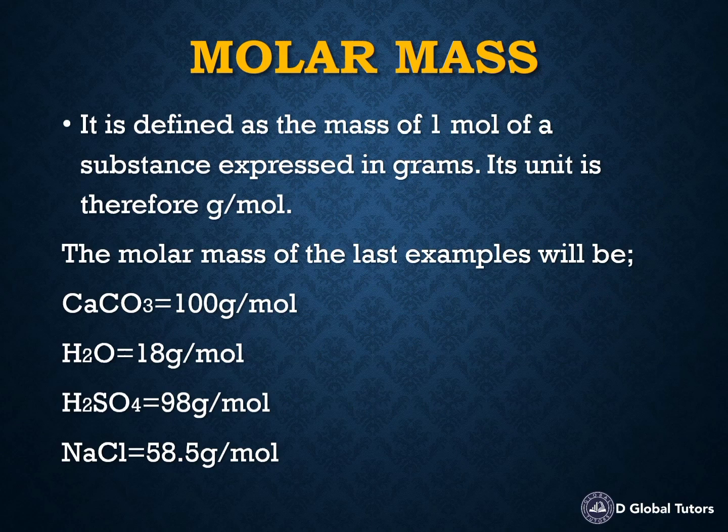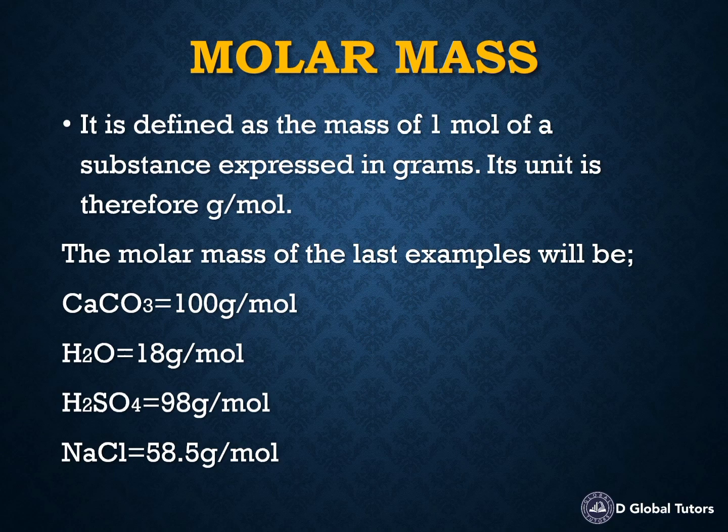The next, we have molar mass. Now, molar mass is defined as the mass of 1 mole of a substance expressed in grams. It has a unit, gram per mole. See, the simple truth is this: molar mass and relative molecular mass are the same. The difference between them is that relative molecular mass has no unit, while molar mass has a unit, which is gram per mole.